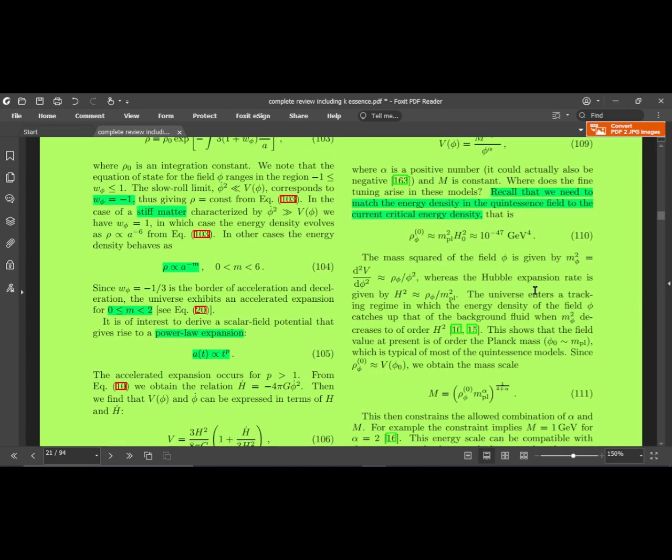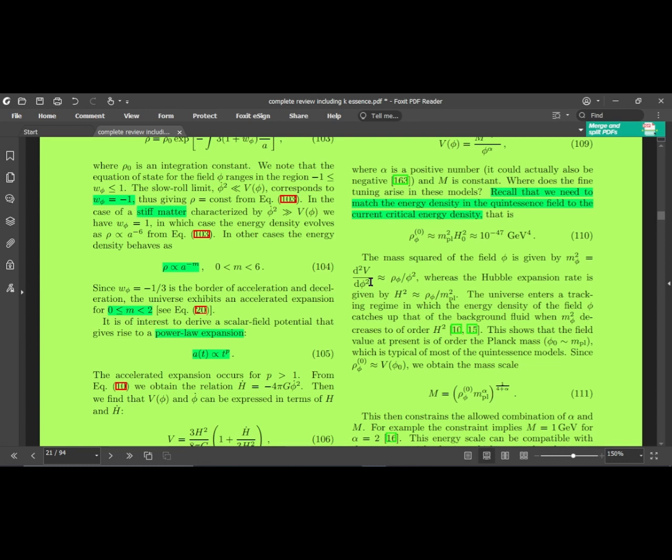So this fine tuning must be such that rho phi, the energy density, corresponds to the cosmological constant or the present critical density. If rho phi dominates the cosmic late time acceleration, then this rho phi must match the critical density, and this critical density has come out to be 10 to the minus 47 GeV to the power 4. The mass squared of phi is given by d2V over d phi squared, so we can also find the mass of this field.